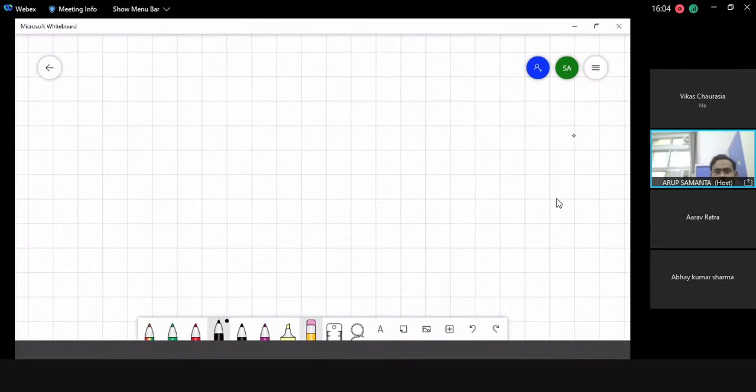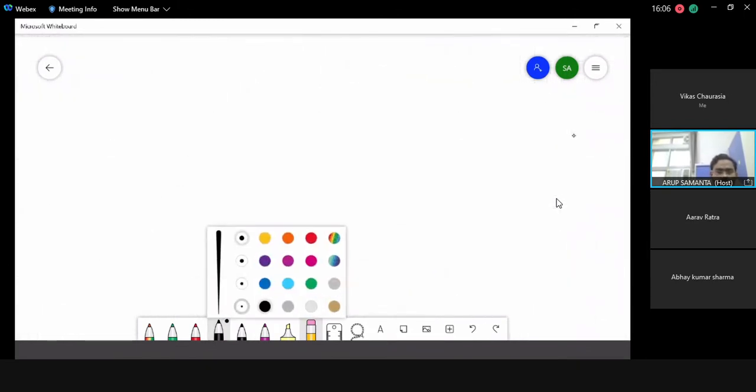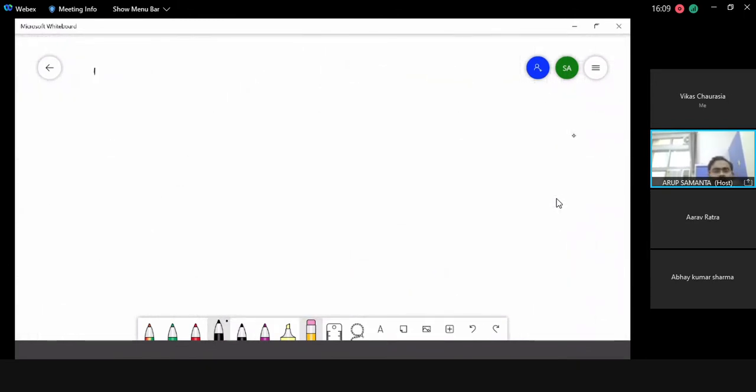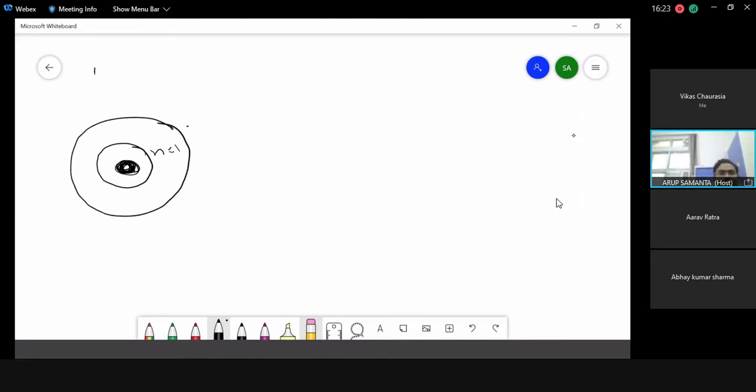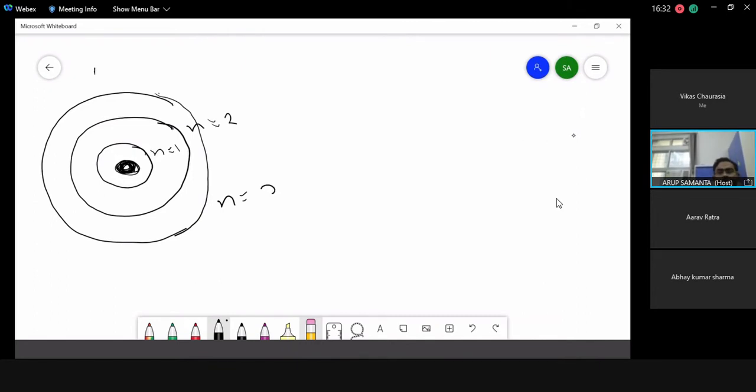Again, we will start from the inside. Now you can consider the orbit. This is the nucleus, and this is n = 1. This is n = 2, and then these are the principal quantum numbers, n = 3 and higher.